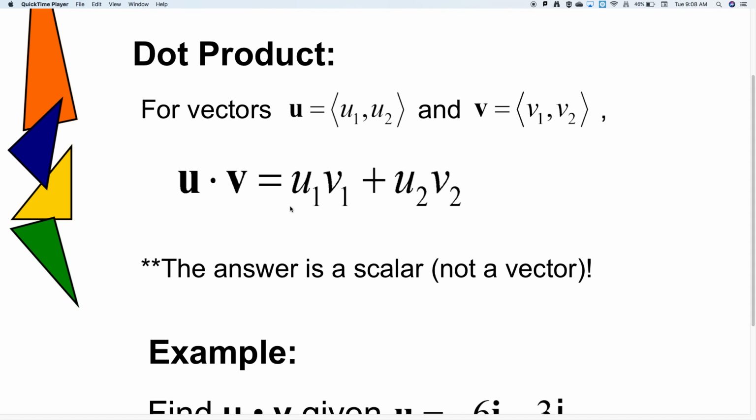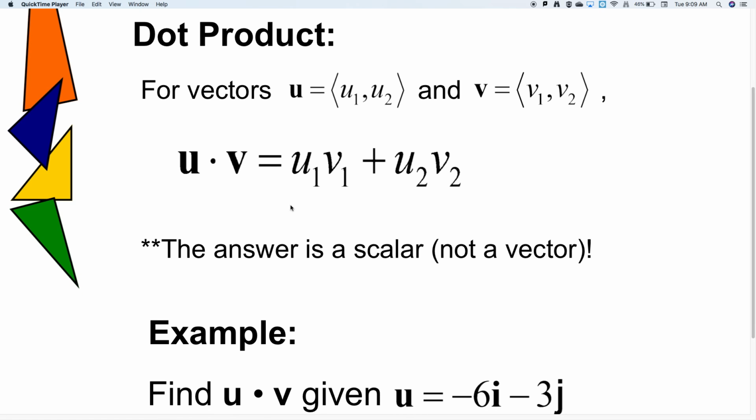And usually we say u dot v, because there's a different version that looks like multiplication, but it's got the cross. So we're looking at the dot product right there. You'll get a product for u sub 1, v sub 1. You'll get a product for u sub 2, v sub 2. You'll add them together. It's just going to be a single number. So the answer is some scalar, just some number. It's not actually another vector.